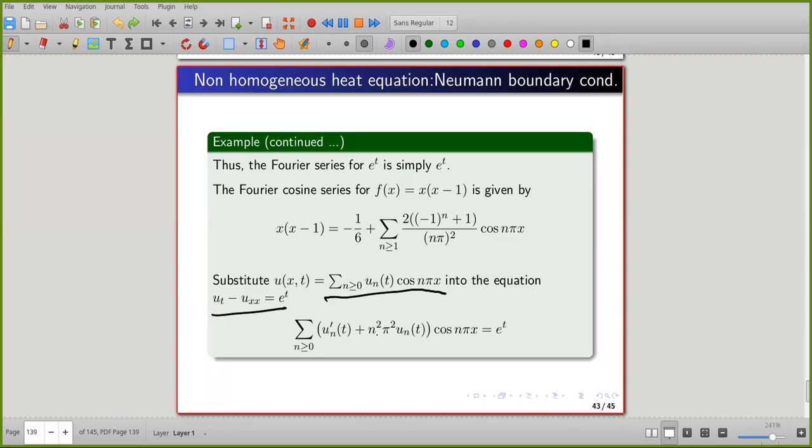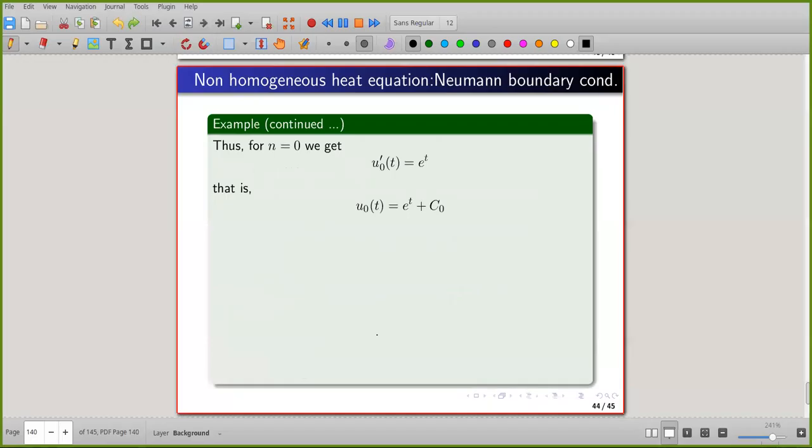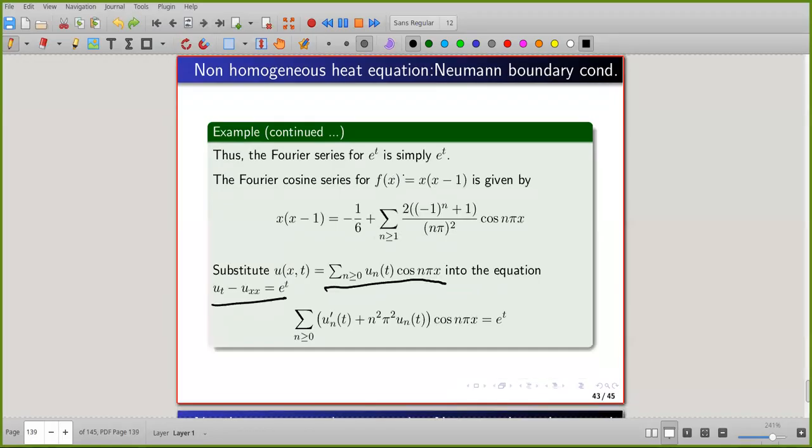Right. So what do we get? For n equal to 0, we have this. When we put n equal to 0, this term vanishes. So we have u_n prime t is equal to e to the power t.